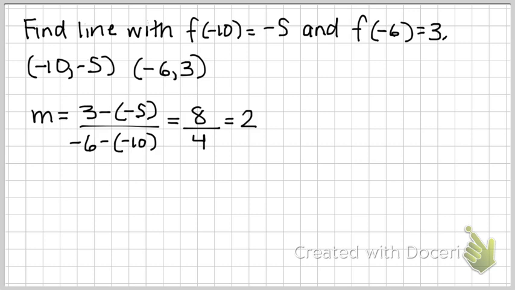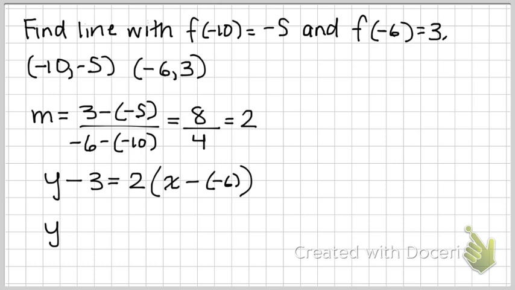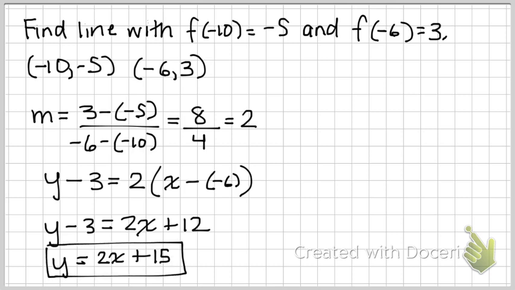And then again, I can go to this point-slope form of the line. y minus 3 equals the slope, 2, times x minus the -6. Okay, and then again, say I want to put it in the slope-intercept form. So it'll be 2x, and then what is that? That's plus 12, right? Minus -6 is plus 6, and 2 times 6 is 12. And add the 3, and that's it. 2x plus 15, and I've got the equation of a line in slope-intercept form.